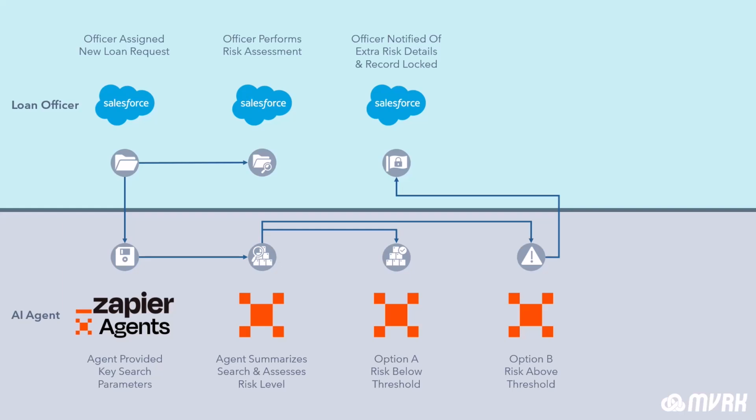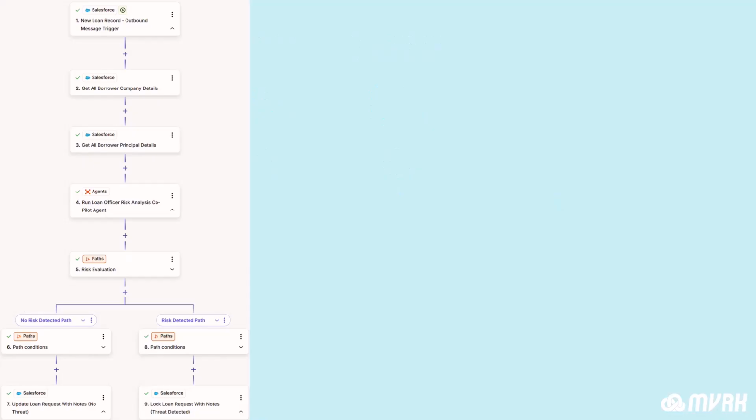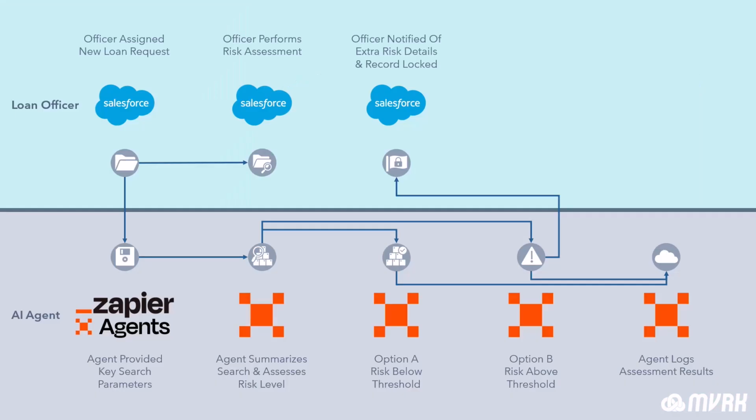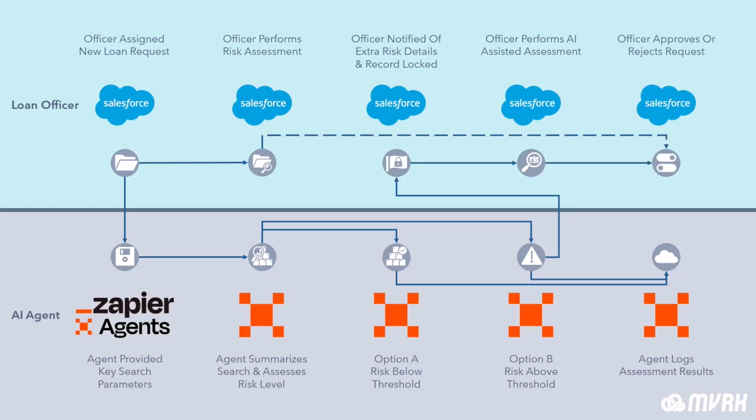Regardless of whether the agent thought that the risk was high or not, we're going to be logging the results of the search for historical purposes. And in the path at the end, that's where we're going to be taking the different actions depending on the result of the search. For those with extra risk, the officer will now perform an AI-assisted assessment with all of those details. And regardless of whether they needed to have an extra check or not, they will proceed to either approve or reject that request. And that's how easy Zapier agents can make lending institutions de-risk their loan process.